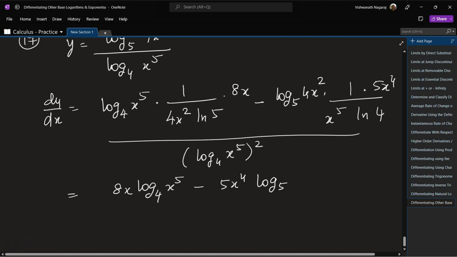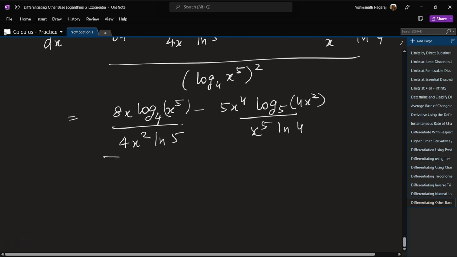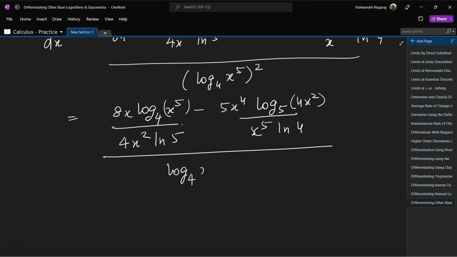log to the base 5 of 4x². Here in the denominator we have 4x² natural log of 5, and here we have x⁵ natural log of 4, and this entire thing is divided by log to the base 4 of x⁵ squared.